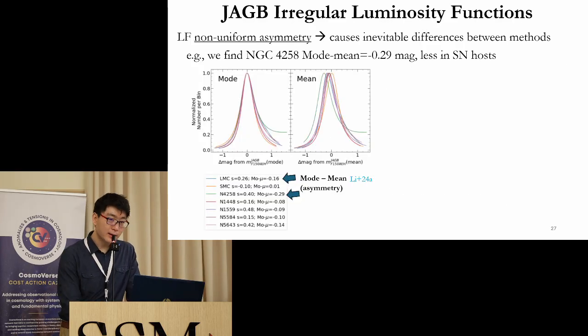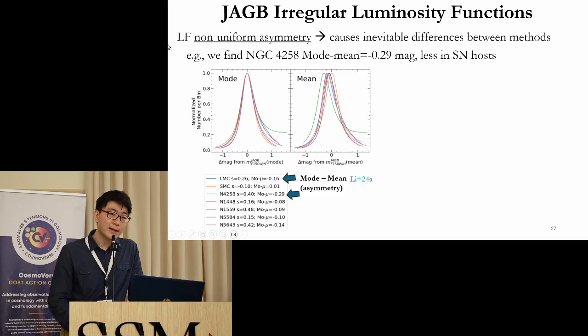You might have noticed too that the JGB measurement also changes depending on which statistic you adopt: mean, median, mode. This is because there is non-uniform asymmetry in the J region luminosity function, which inevitably causes differences between measurement methods. In other words, if your luminosity function is symmetric, your mean will agree with your median and your mode, but if it's asymmetric, your mean will be different from your median and your mode. That means your JGB measurement will also change depending on which statistic you adopt.